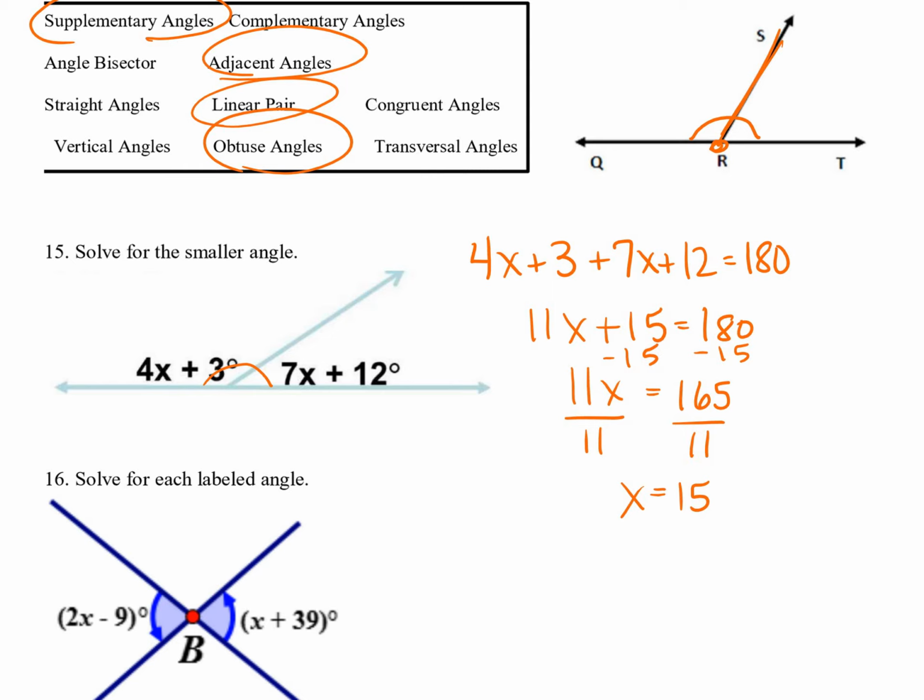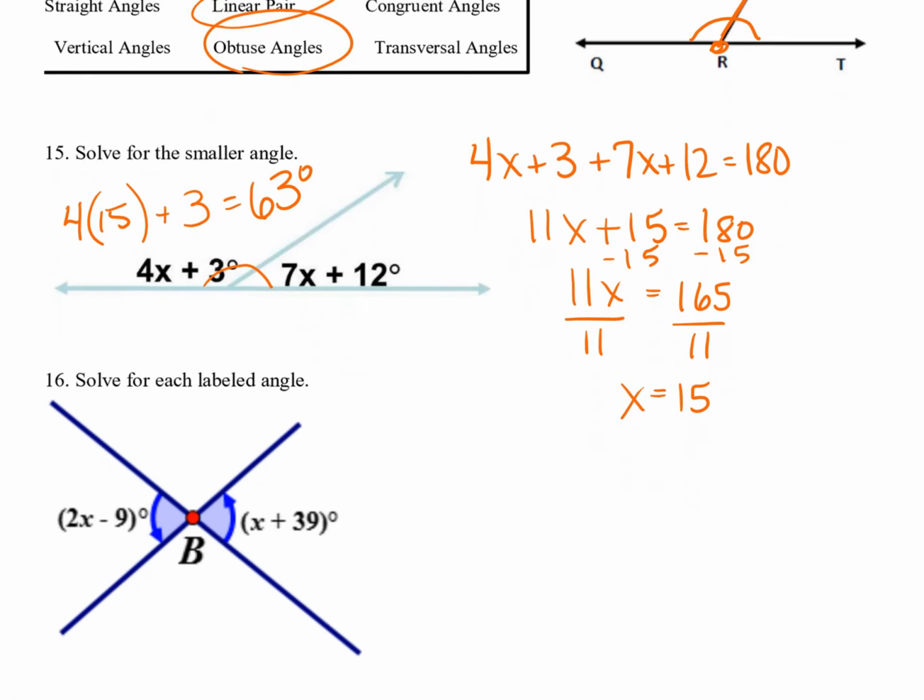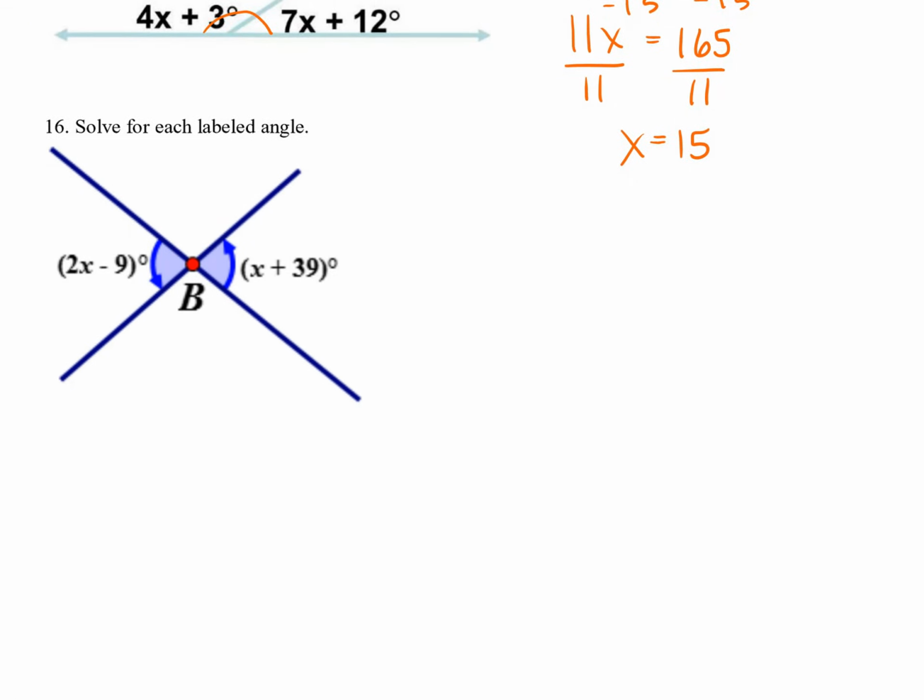We solved for x, and we were saying the picture doesn't match the way they're labeled. So obviously, if I take a number, multiply it by 4, and add 3, that's going to be smaller than that same number times 7 plus 12. So this is my smaller angle over here, 4 times 15 plus 3, and that turns out to be 63 degrees. And you could prove it to yourself and do the other one and make sure that that is larger, but it will be.